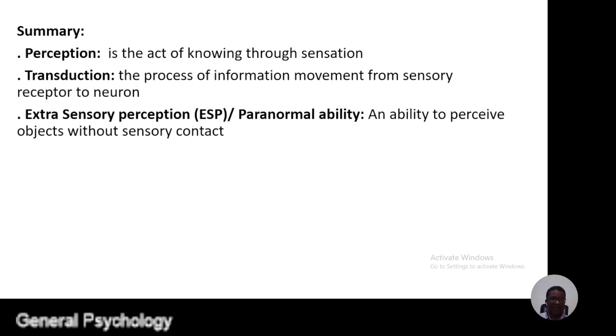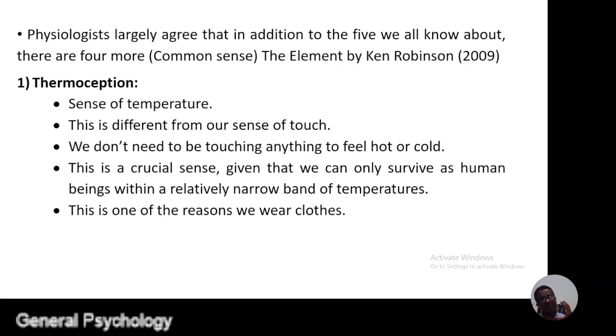contact. As you know, human beings have 5 important sensory organs, but currently, different scientists, psychologists, and people working in the area of medicine have identified additional sense organs. These sense organs are explained by Ken Robinson in the book The Element. According to Robinson, we have additional 4 sense organs, or we can call them common senses.